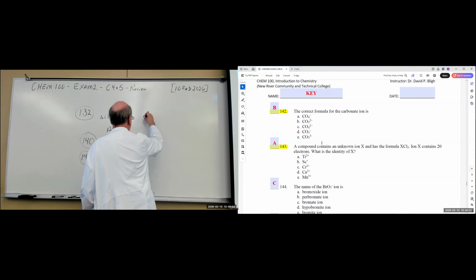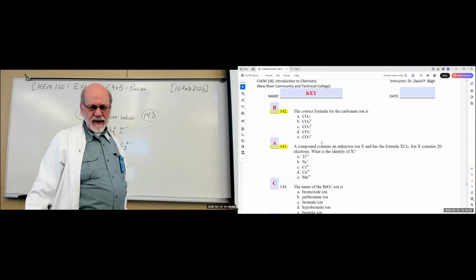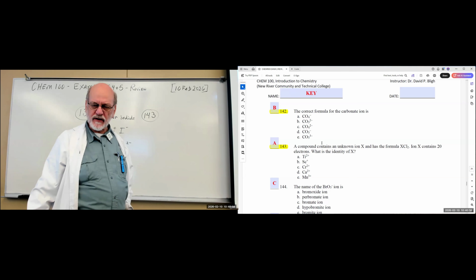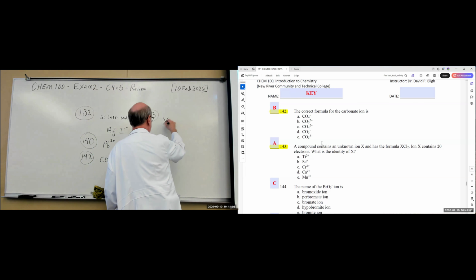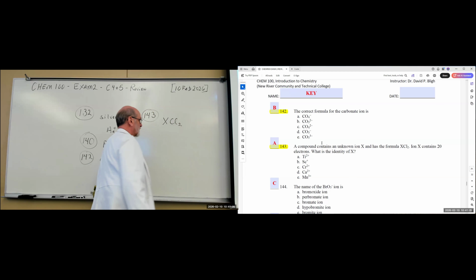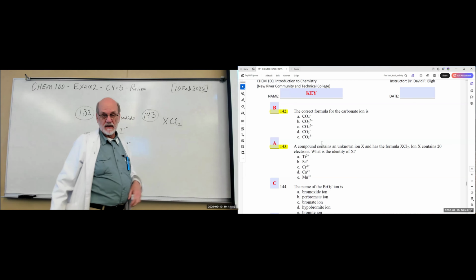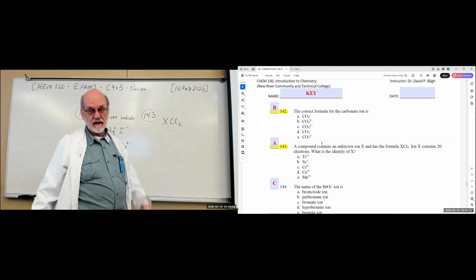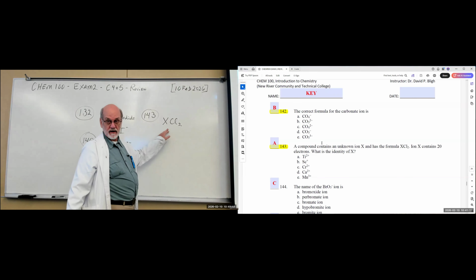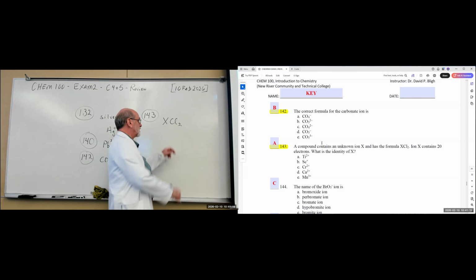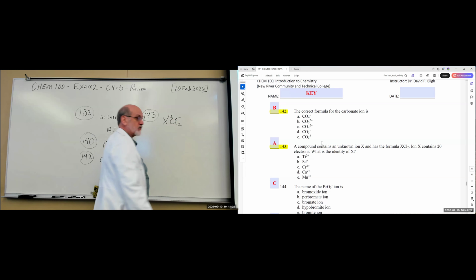143. A compound contains an unknown ion, X, and has the formula XCl2. Okay? So it has 2 atoms of chlorine, 1 atom of this. Now, it could be a metal, it could be a non-metal. Are we given enough information? Yes. We're told that this is an ion. So chlorine would be a -1. This would have to be a +2.